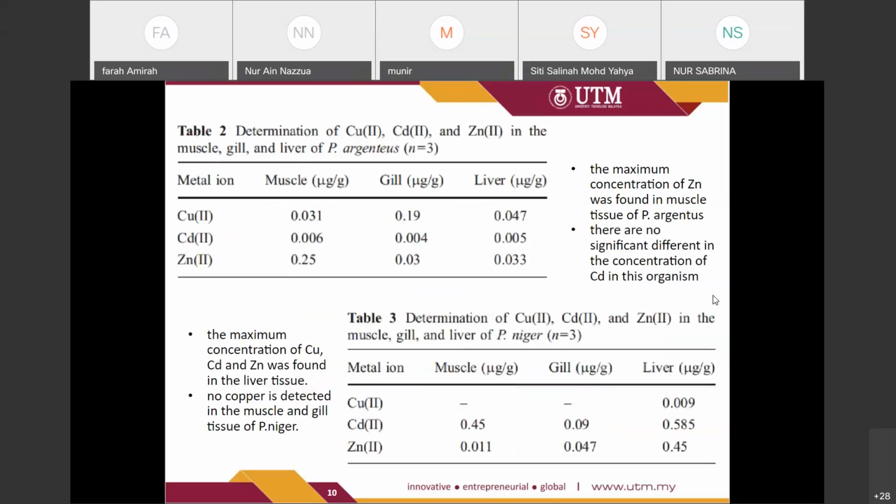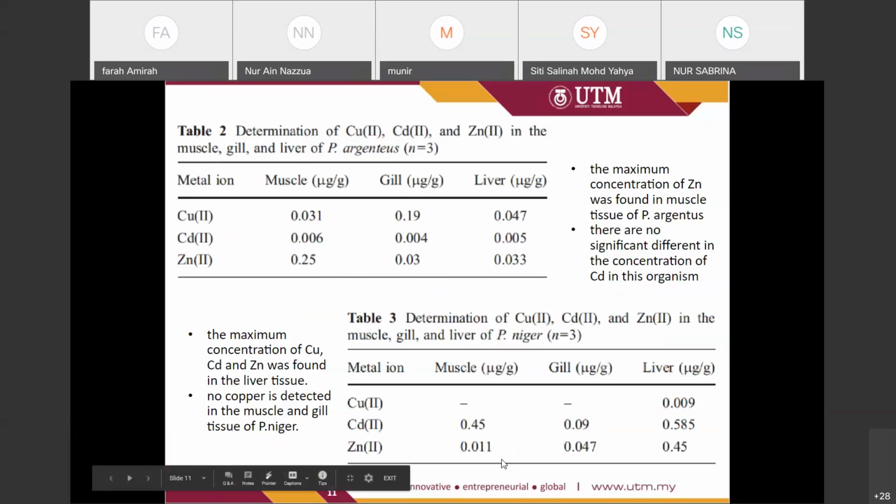So for table 2, determination in P. argenteus. The maximum concentration of zinc was found in the muscle tissue with 0.25 microgram per gram compared with gill and liver tissue. And there is no significant difference in the concentration of cadmium in this species. As you can see, muscle with 0.06 microgram per gram, gill with 0.04 microgram per gram, and liver with 0.005 microgram per gram.